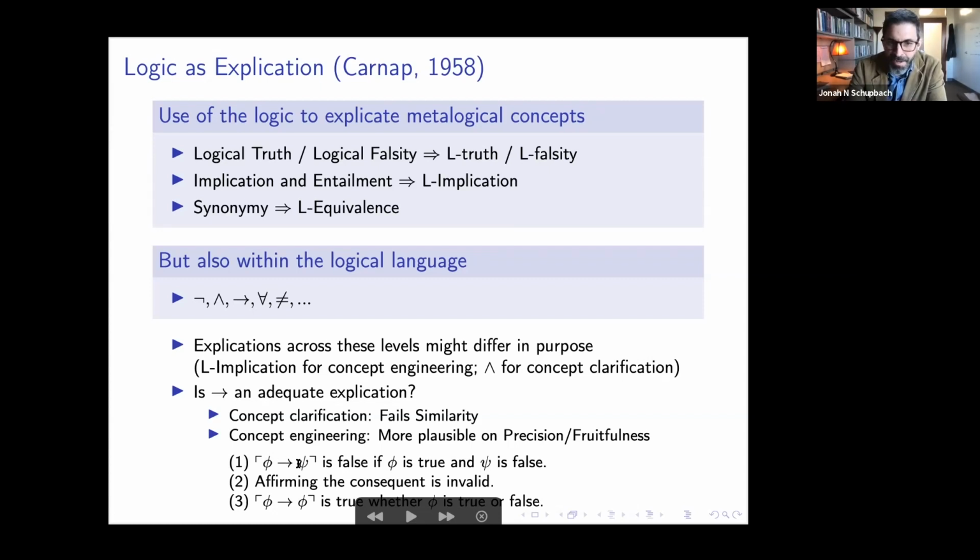So if phi then psi is false if phi is true and psi is false, affirming the consequent is invalid, and if phi then phi is true, whether phi is true or false. If you'd like to have an explication that grounds all three of those generalities, while also having precision in the sense of bivalence and binary truth functional connectives, then this is the only way for you, right? This is the only explicatum that would be acceptable to you. So again, if we're in this for concept engineering's sake and not concept clarification's sake, the arguments against the material conditional are not so clear and compelling anymore, necessarily.